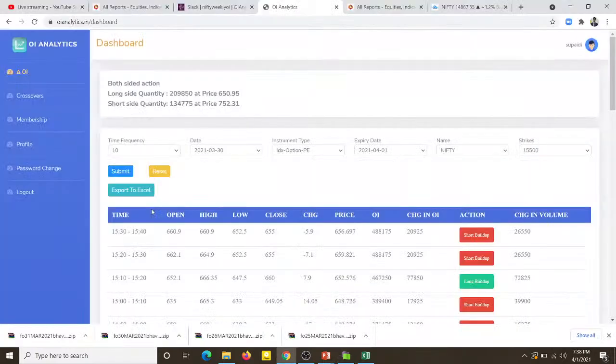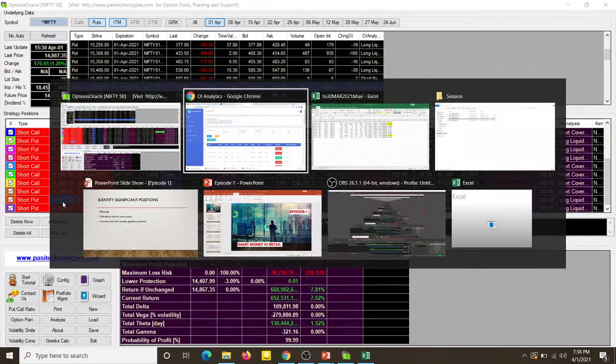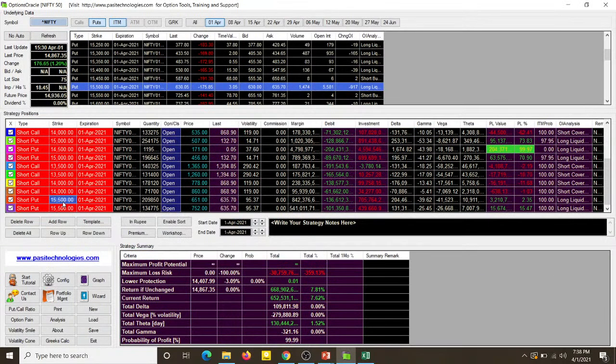At 134,775, 750, correct? Fine. This is on 30th of March. Now let's look at the open of 30th of March. If you see, the positions are still, the support is 14,400, the market is poised to be positive, right?